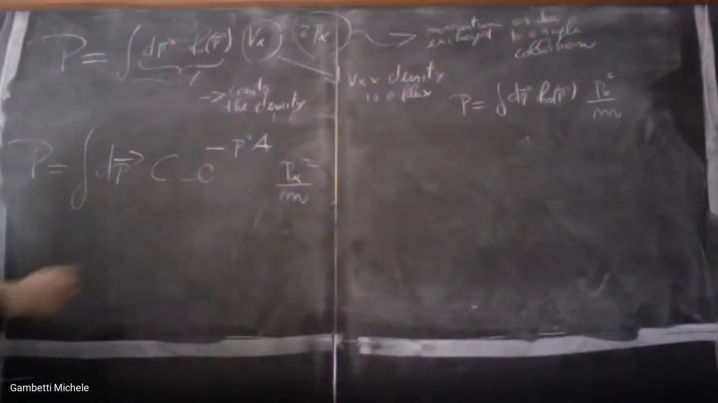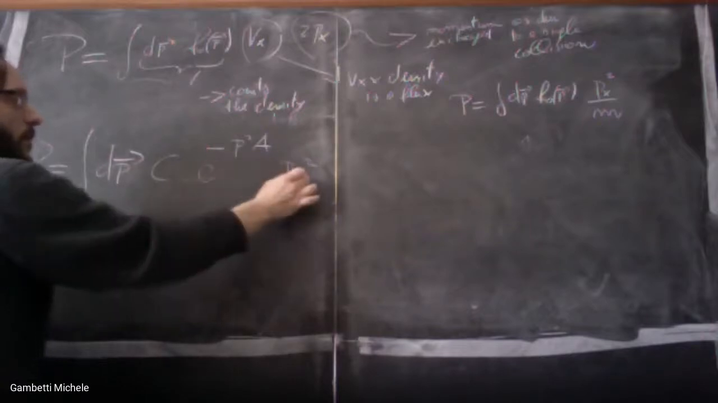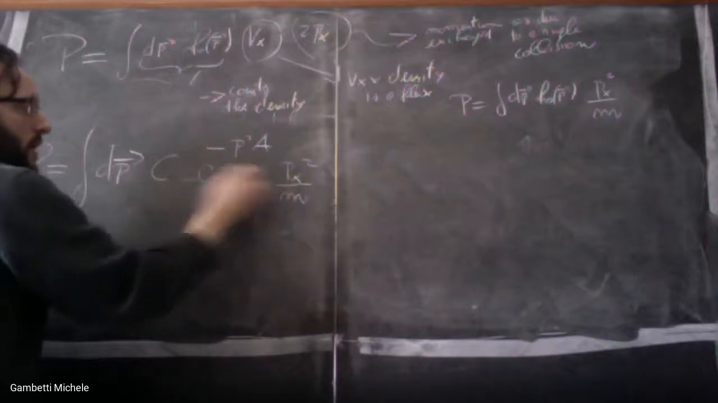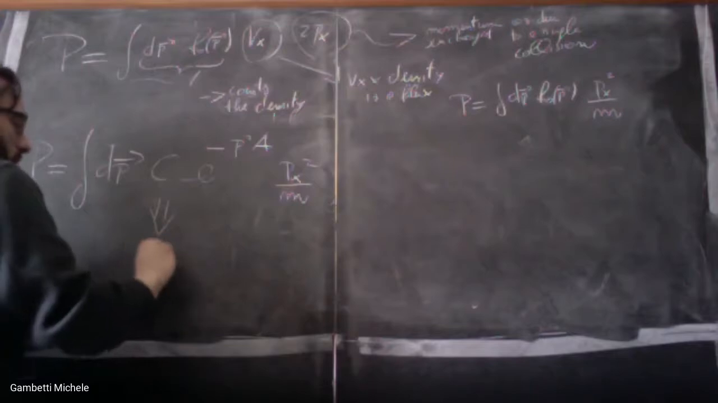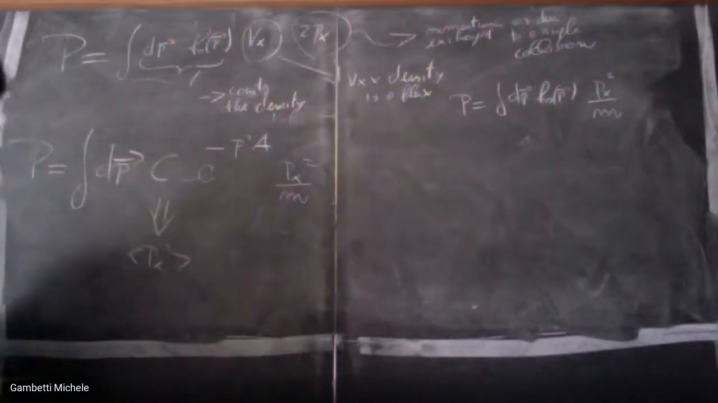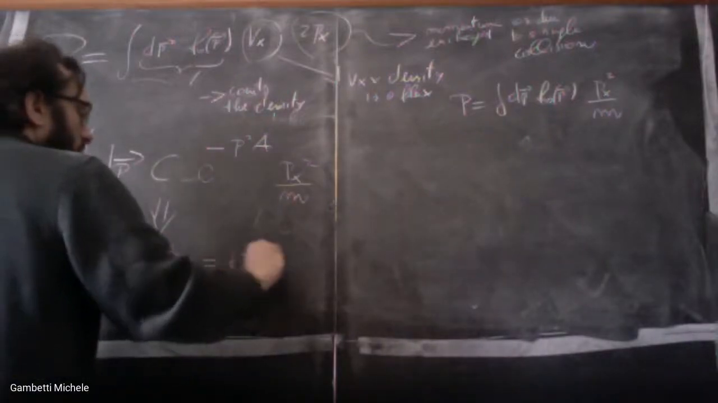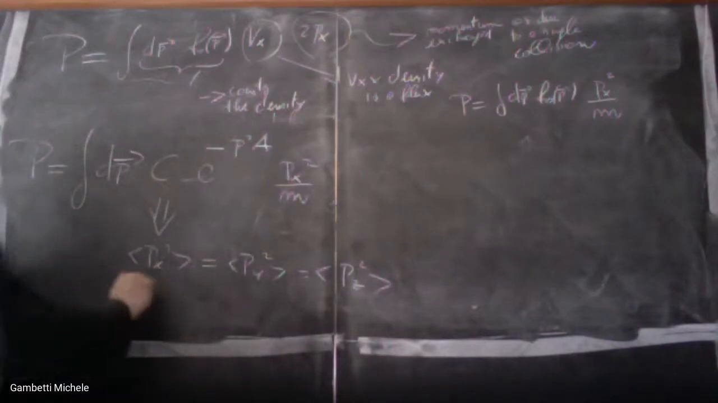Okay, now another thing that one can assume is that this looks like an average over px squared. Now this is a probability distribution, and this is basically the average. Now this corresponds to the px squared average. And again, there's no reason to expect that this is different from the average of py squared and the average of pz squared. Okay, so the system is isotropic.